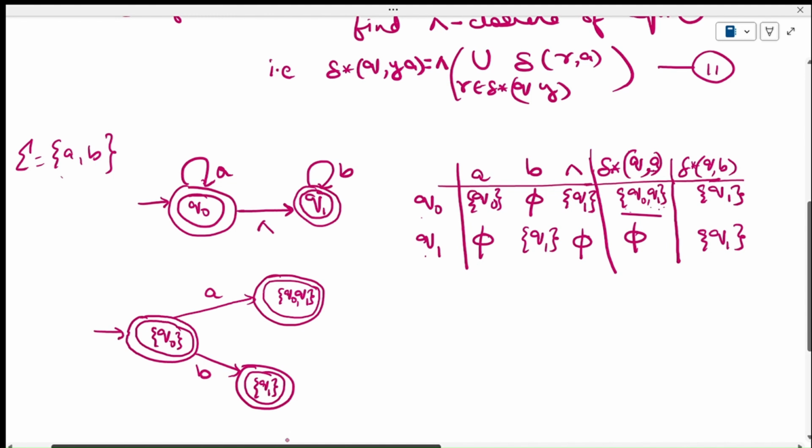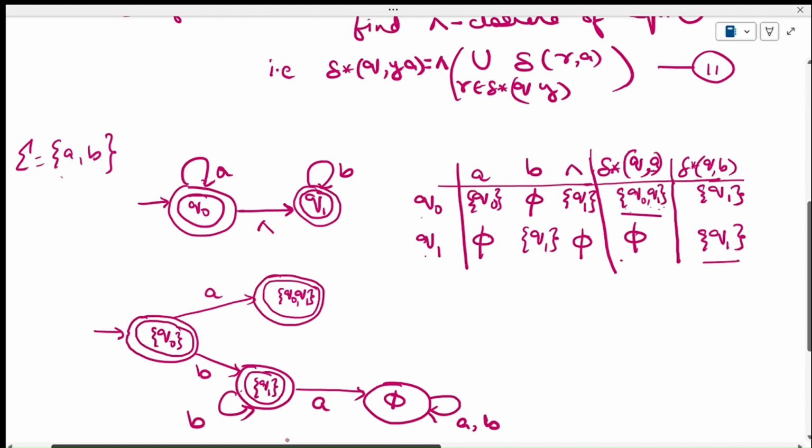Okay, now we have to see the transition of Q1. Q1 on reading A is going to some state phi, and make this state phi. Once you make the state phi, remember that on reading A or B, it stays there only. Q1 on reading B is going to state Q1. So it will make a loop like this.